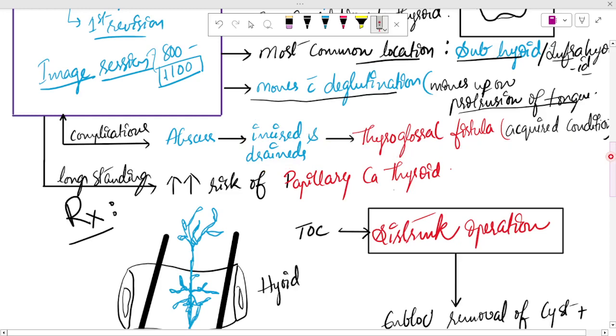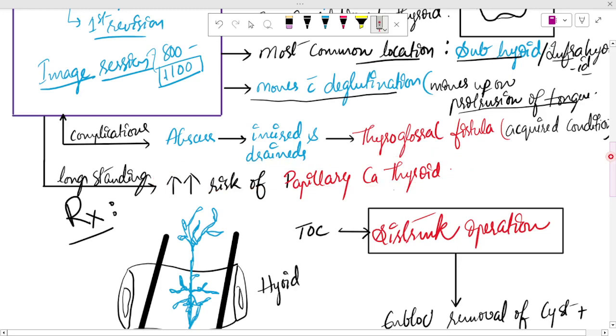Now, if the thyroglossal cyst remains for a long standing period of time, then it leads to an increased risk of papillary carcinoma of thyroid.